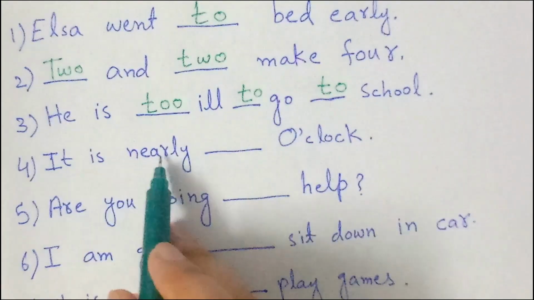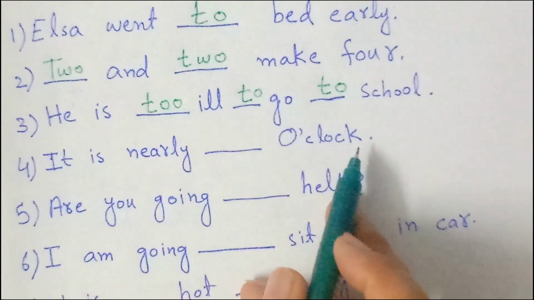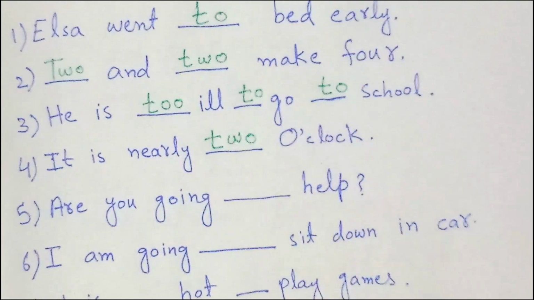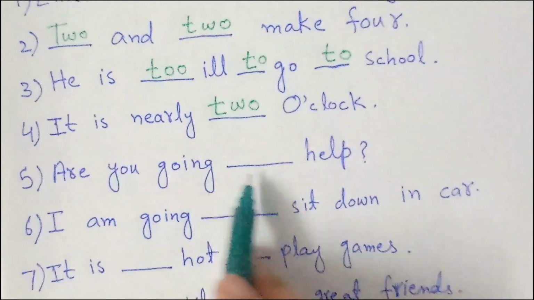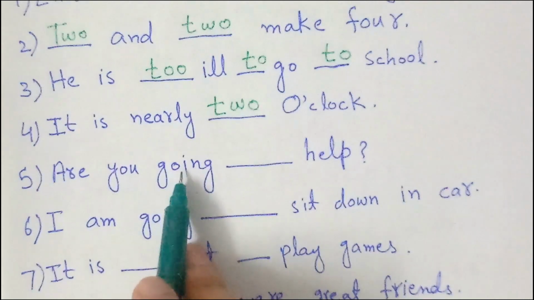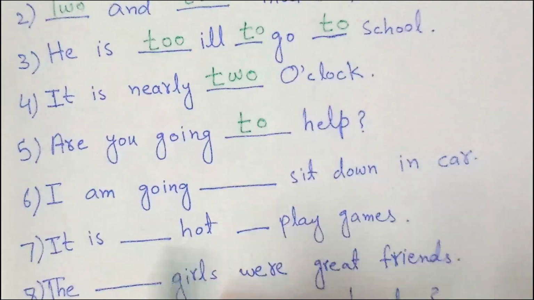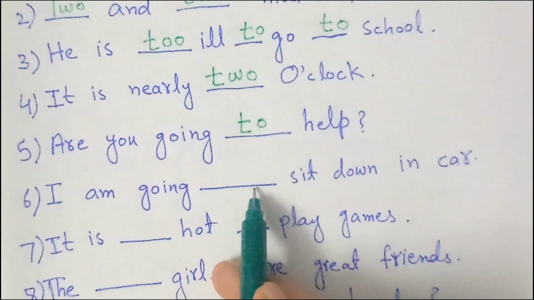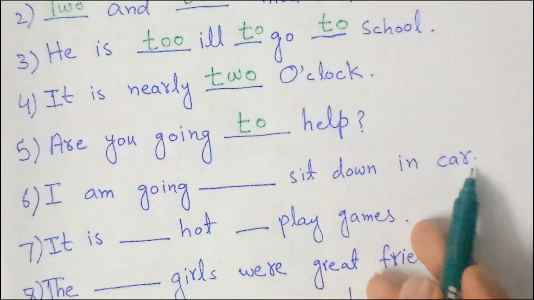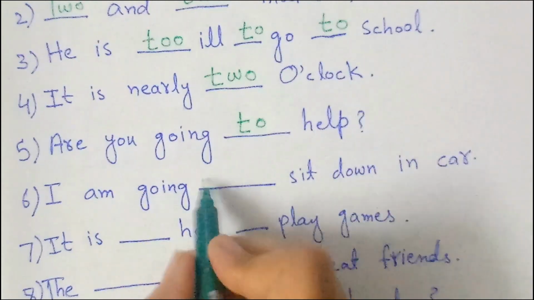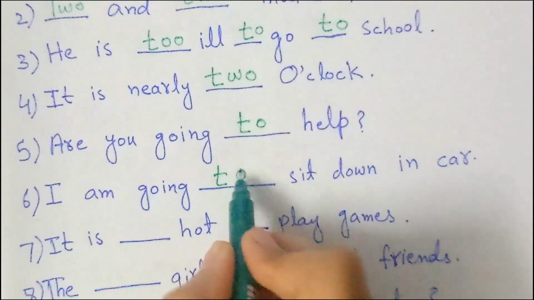Now it is nearly dash o'clock. Two o'clock. Are you going dash hell? Are you going to hell? I am going dash sit down in the car. That is a direction. So, I am going to sit down in the car.